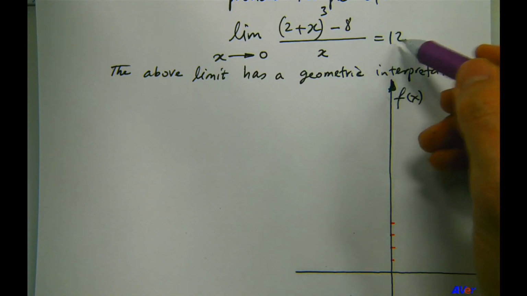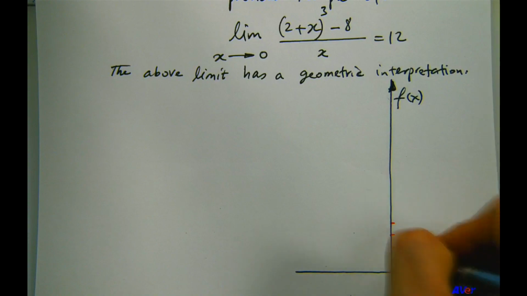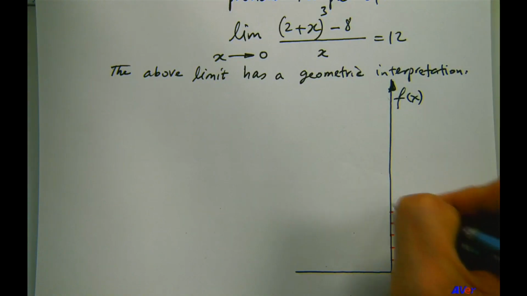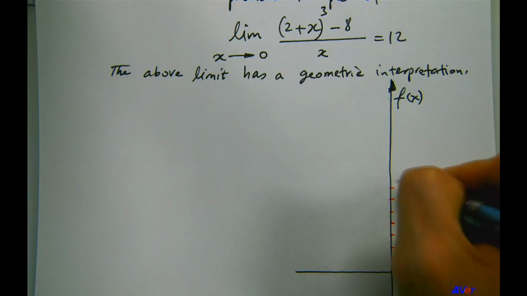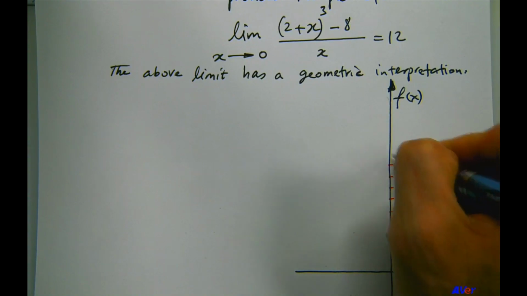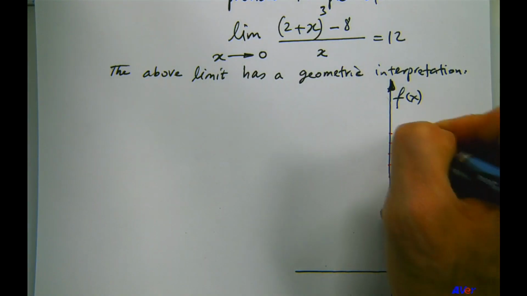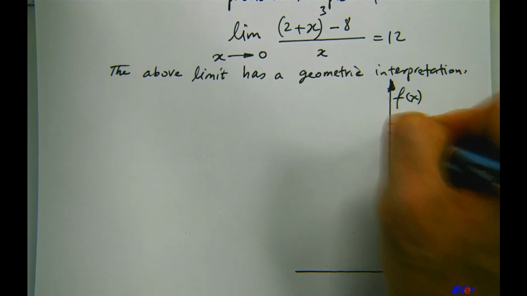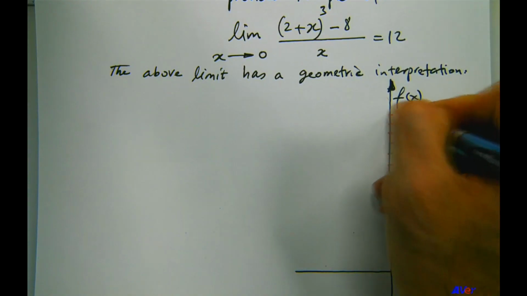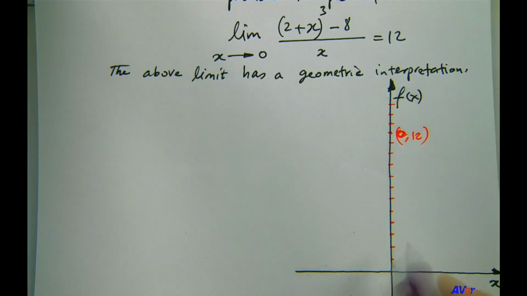It has a limit of 12, right? So let's draw that. 4, 5, 6, 7, 8, 9, 10, 11, 12. That's 12. That's the point 0, 12, and then 13, 14, 15, and so on. And then on this side, we have 1, 2, and 3, like that.